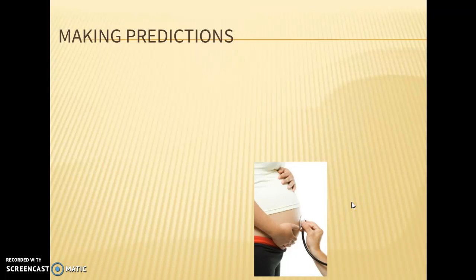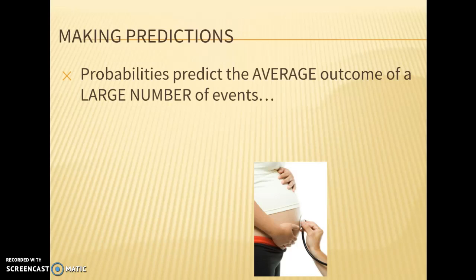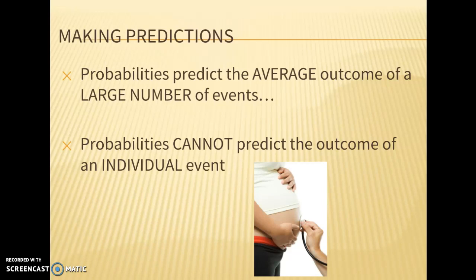So to wrap this up, let's talk about making predictions. And remember, we have to remember those pitfalls. Probabilities predict the average outcome of a large number of events. Like I said, with the pea pods or the flowers that we talked about earlier in our examples, if you cross them and you get 4 flowers, let's say, it's not going to be in that ratio. Remember, it's just going to show us over a large number of events. That's what we should see. But it's not always the case. Remember, probability cannot predict the outcome of an individual event.